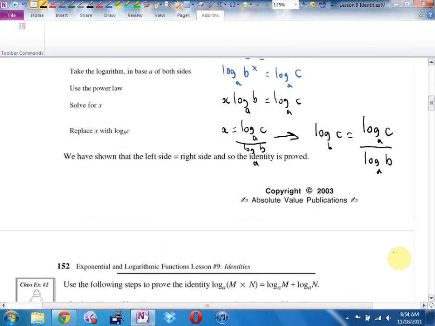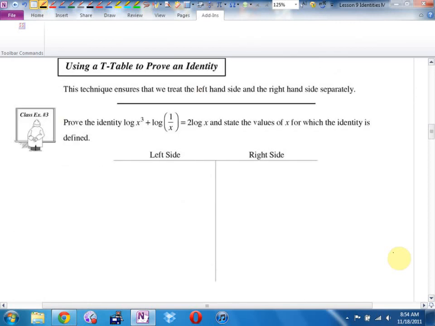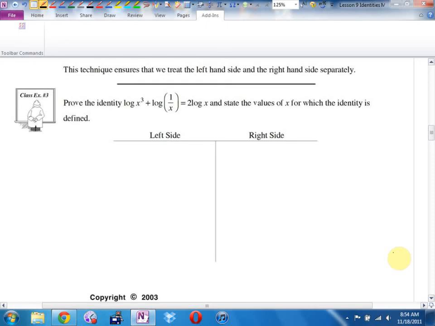Example 3 is really what I want to jump down to. It says this. Prove that this is the same as this. Prove it. And what we always do is we draw a great big capital letter T. We call this side left side, or sometimes even LS, abbreviation for left side. We call this one right side, or sometimes we abbreviate it as what? Yeah, RS.